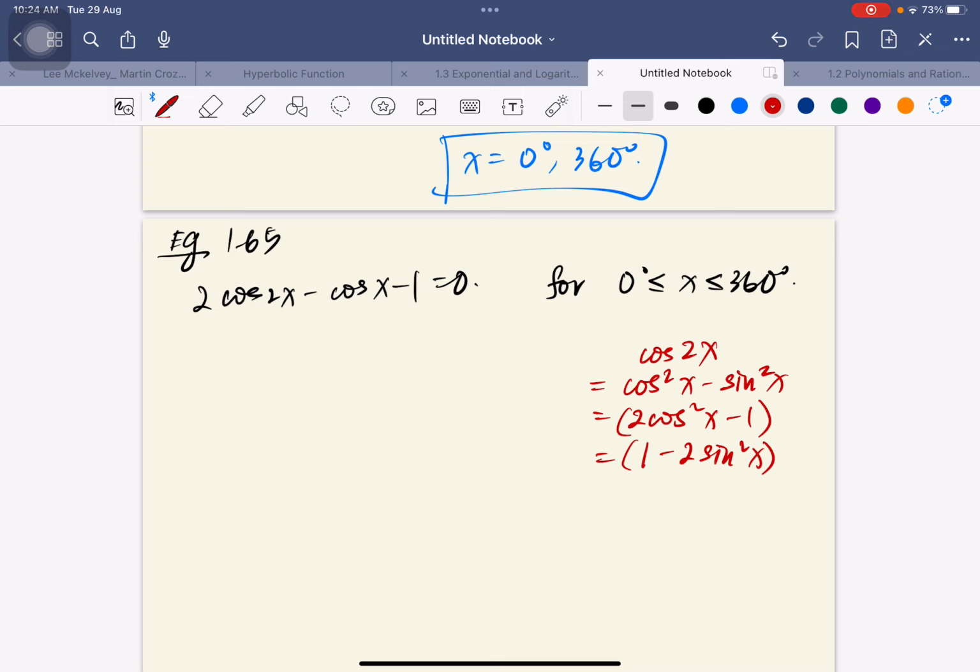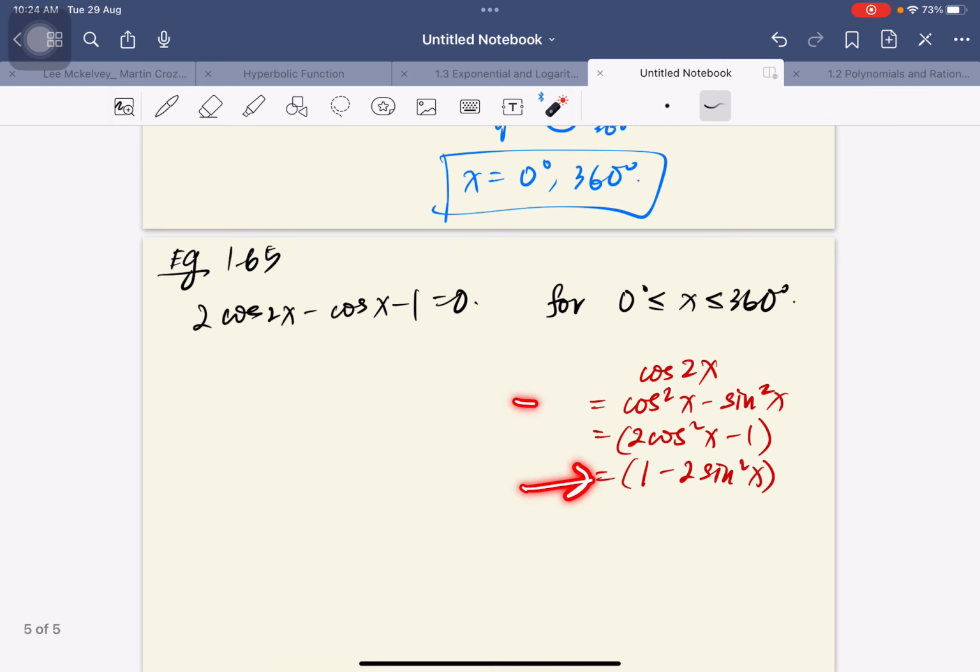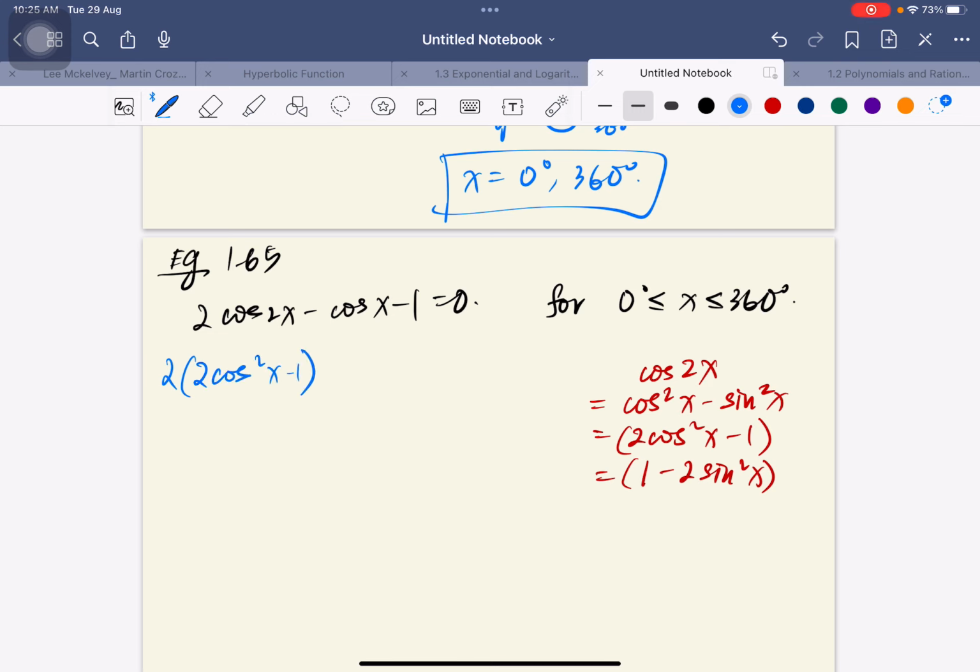Okay, so in this case, we are trying to make everything in terms of just one trigo. So don't make the equation hard by choosing this or this, because there's sine, but everything is in terms of cos right now. So we're just going to choose this. It's easier for us to simplify things because it's in terms of just one trigo. So for the cos 2x, I'm going to substitute it with 2 cos square x minus 1, minus cos x minus 1 equals to 0.